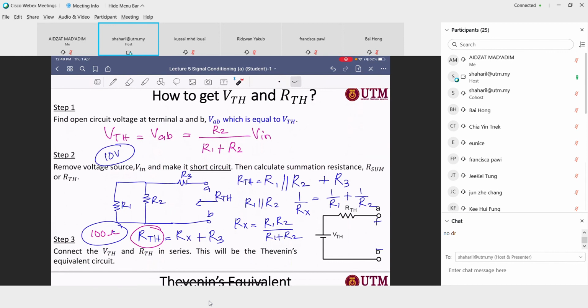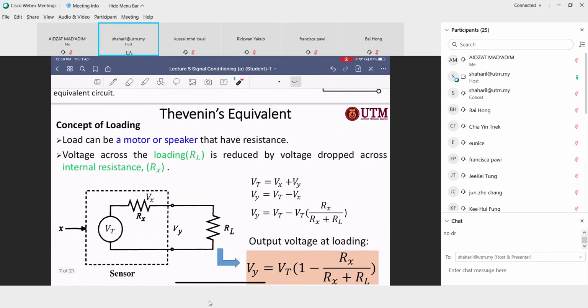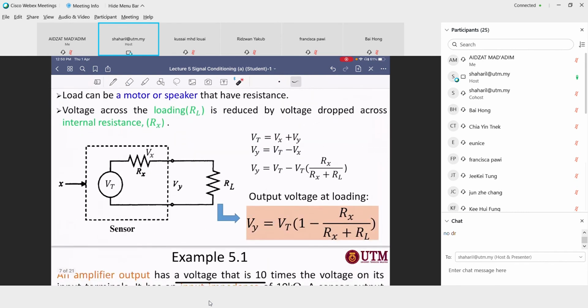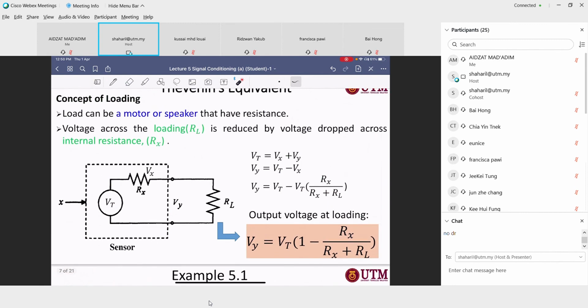So far, do you have any questions regarding this theorem? Any questions? None? Okay, alright. A few more slides, and then we will end our class. Few more slides. Okay, good.